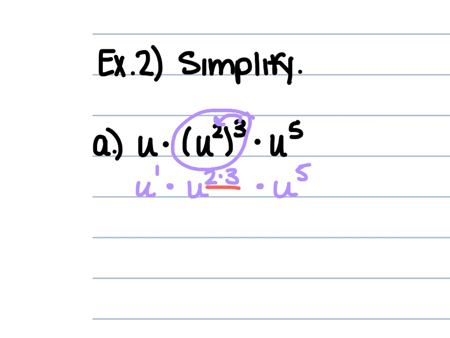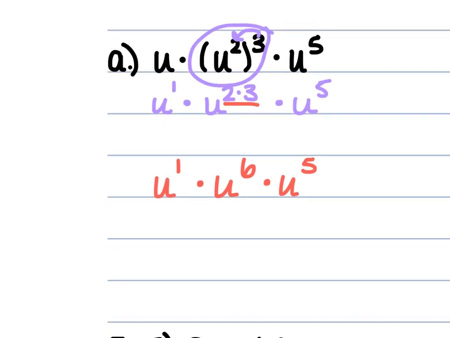So this 2 times 3 gives us 6, so we have u to the 1st times u to the 6th times u to the 5th. So now we're going to keep that u, because they're all like terms. We're multiplying them, and we're going to add the 1, the 6, and the 5 to get u to the 12th power.